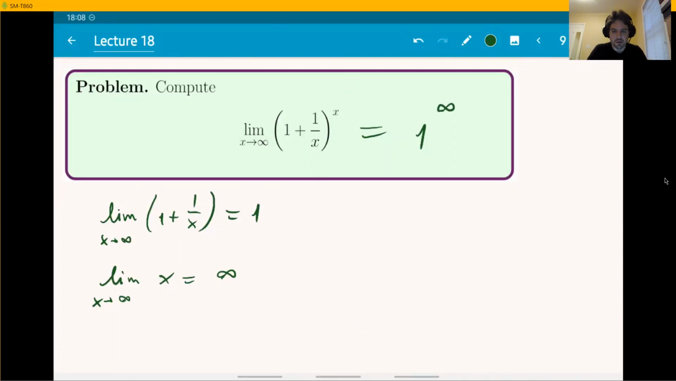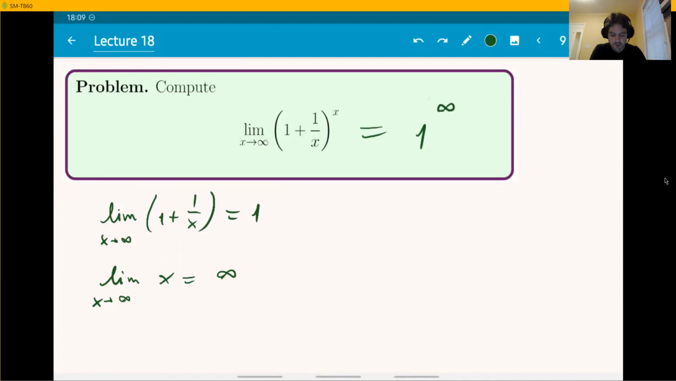Once again, because of this competition between two functions. On the one hand, the function in the base is trying to get closer and closer to 1, and 1 raised to anything is always 1, right? So the base is trying to make sure this expression is small. But on the other hand, the exponent is larger and larger, and when you raise a number that's larger than 1, such as this one, to larger and larger powers, you keep getting larger and larger numbers.